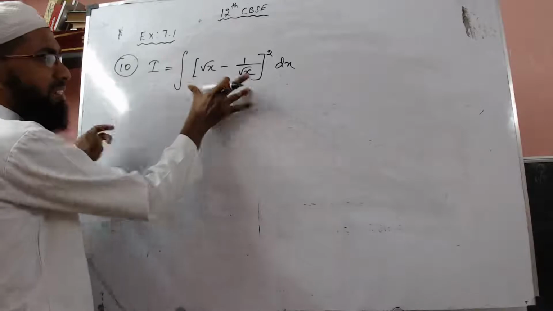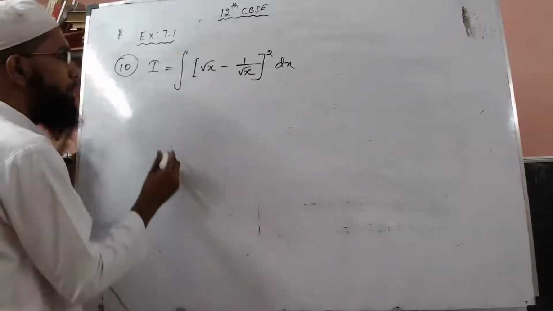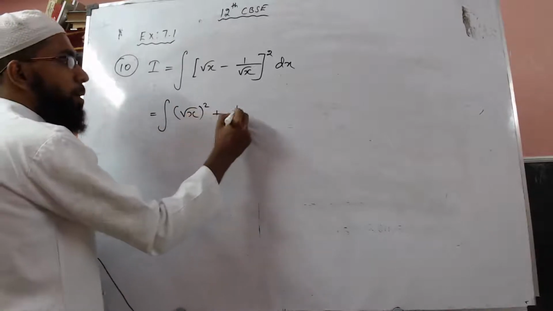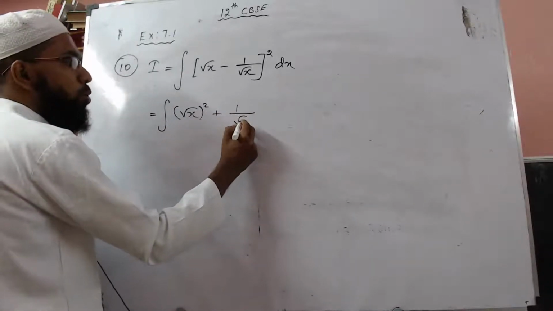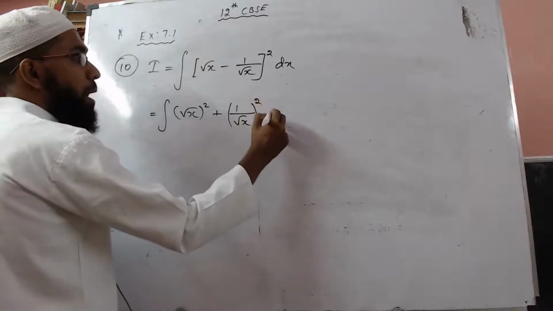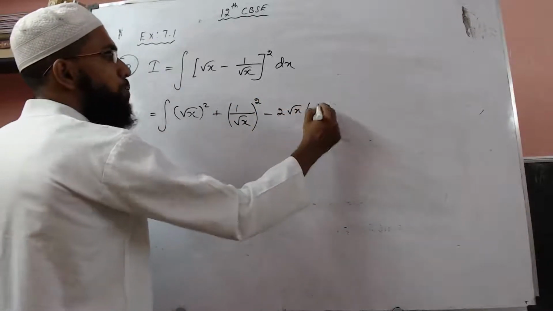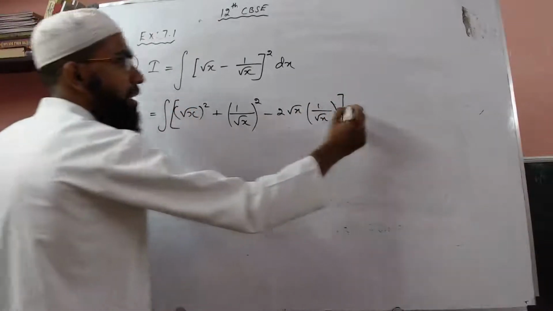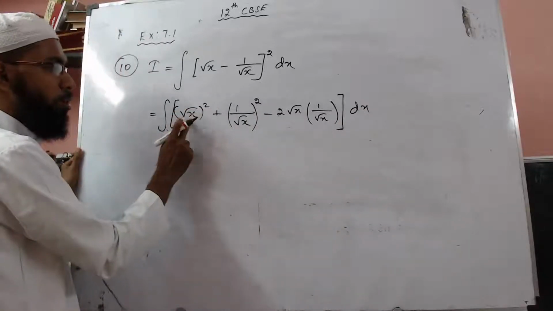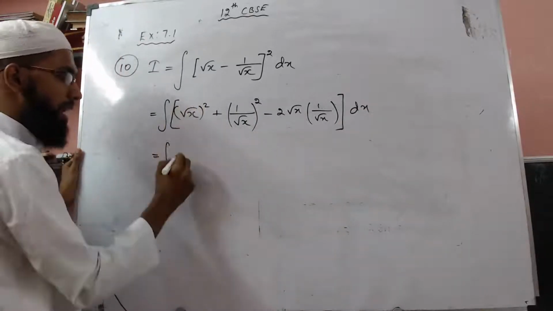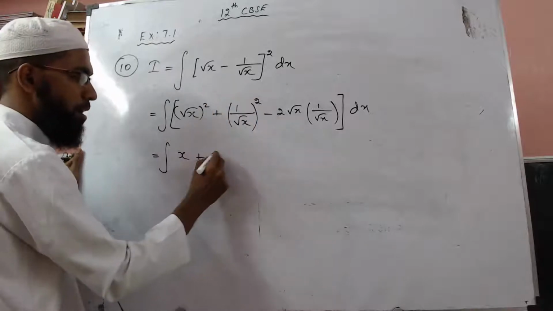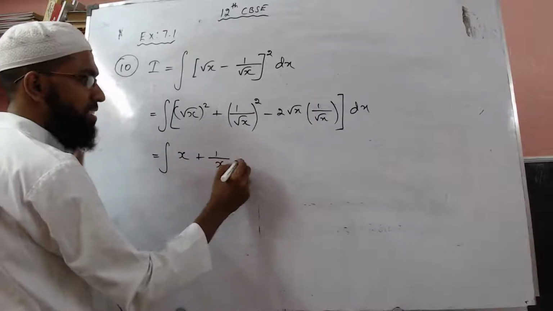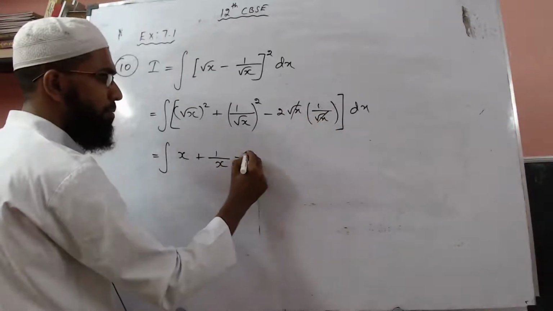It is difficult to integrate it directly like this, so we'll use the (a minus b) whole square formula. So a square plus b square, (1 by root x) the whole square, minus 2 into a into b, the whole bracket dx. Now we all know root x the whole square is what? The square and root cancel, I get x. Here root x cancels, I have minus 2.